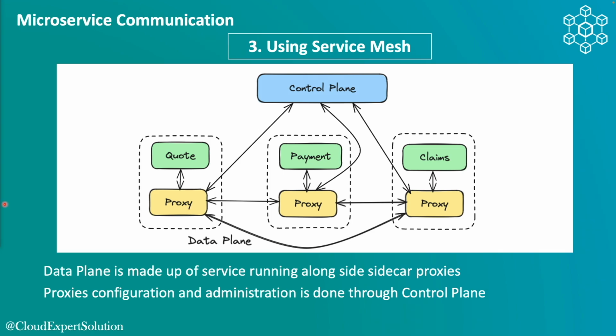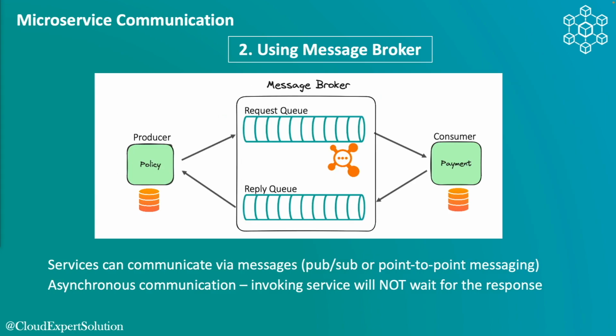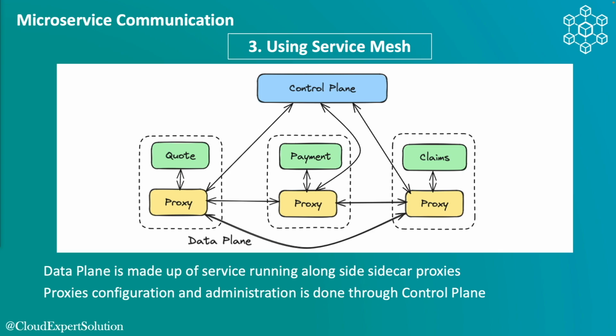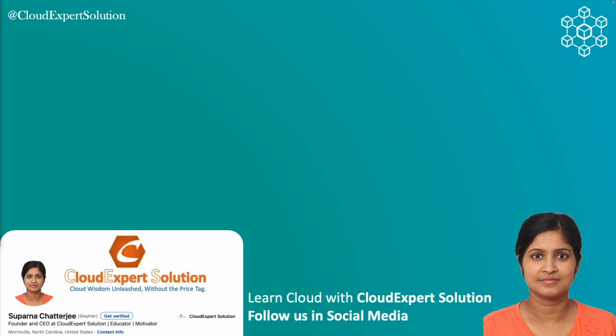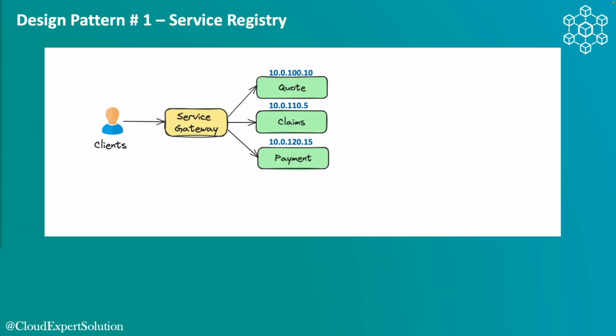To summarize, we have seen three communication patterns. First one was using API call, then we reviewed using a message broker, and third is using service mesh. Next, we'll move to microservice design patterns. To start with, first the service registry pattern. As the name suggests, there will be a registry for all the services. Let's try to understand using one example.